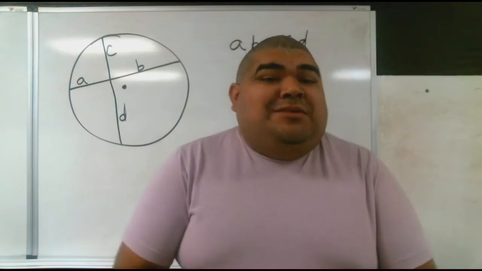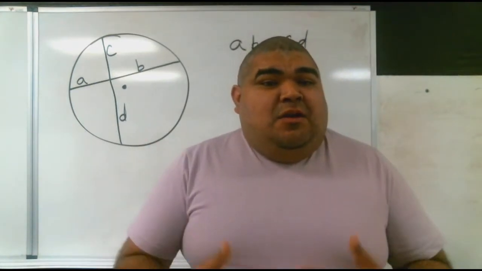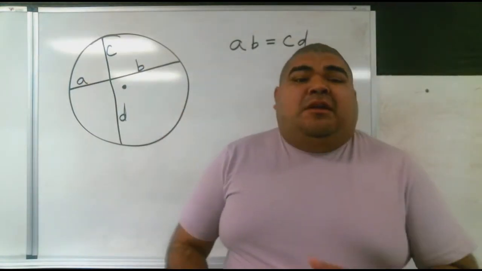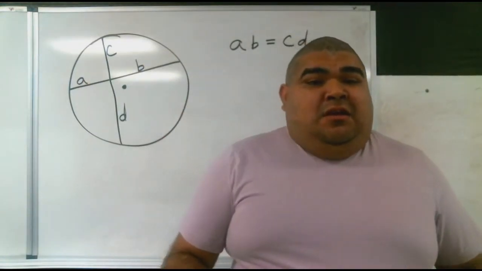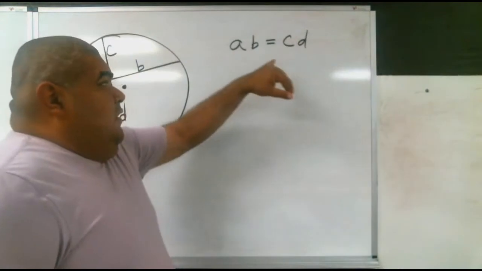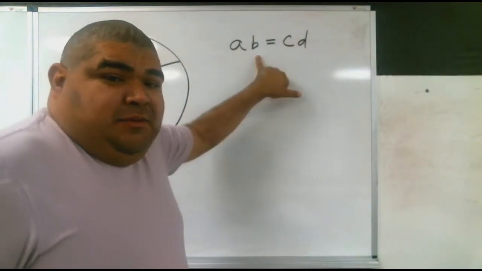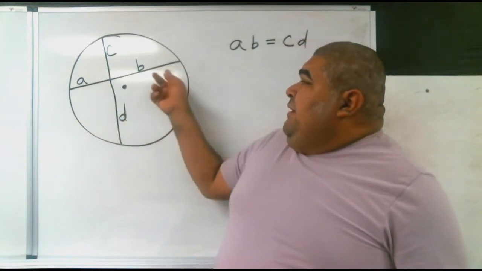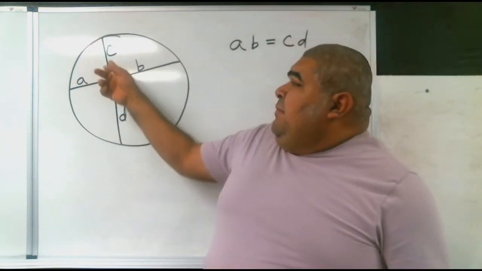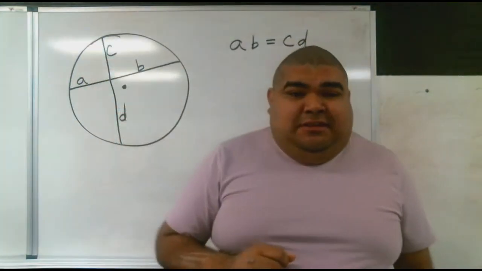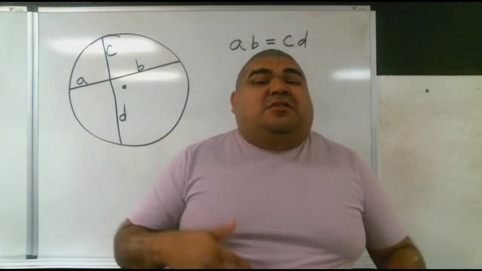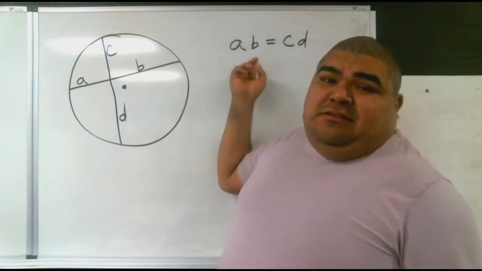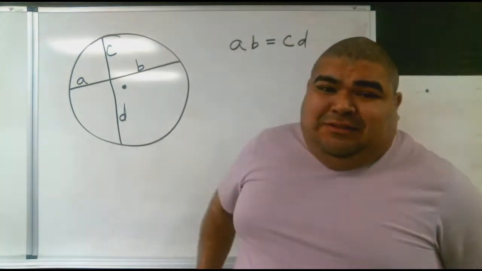Today, all we're doing is a very, very simple concept, okay? All we're doing is plugging in numbers on these variables. And we're gonna solve for X. Okay, the rule states that A times B, so whatever the segment is for A times B equals segment C times D. Okay, so A times B equals C times D.